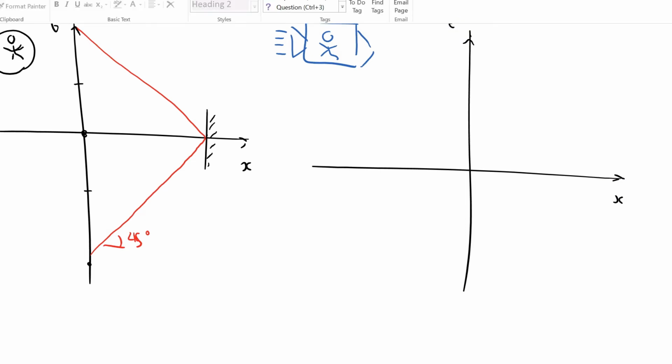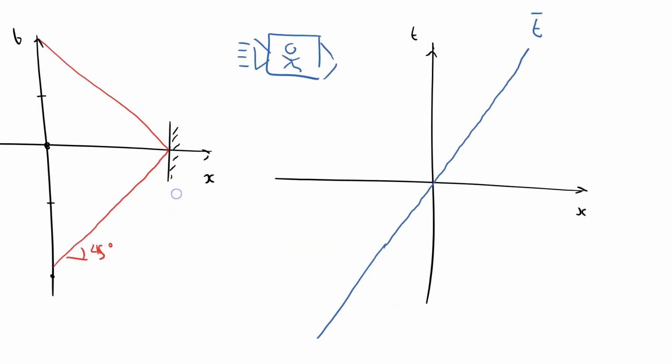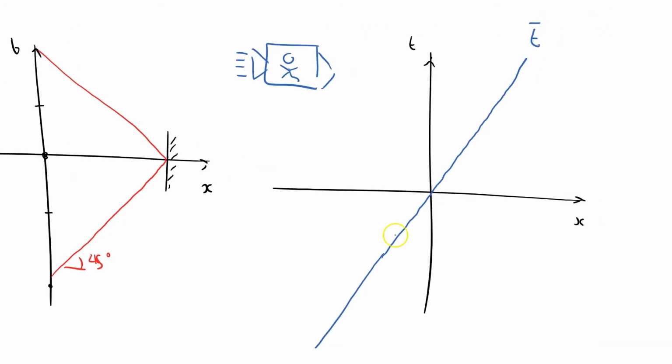But now what I'm going to do is draw what he thinks his time axis looks like, and that looks something like this. And I'm going to call that t bar, simply because an object moving along this line here looks to this blue person as if it's not moving. So objects moving up and down these lines here are at rest for this blue person.